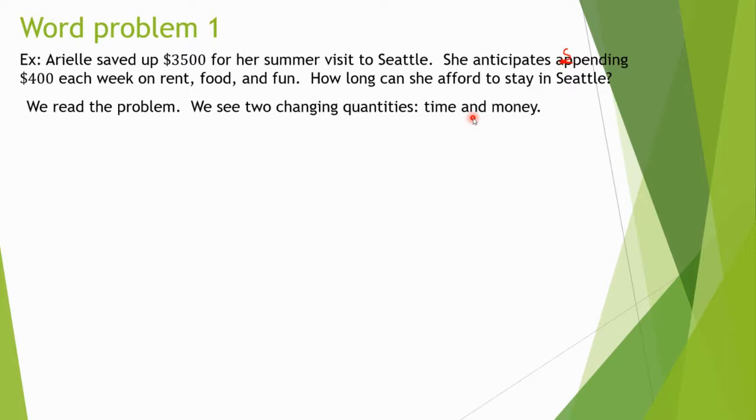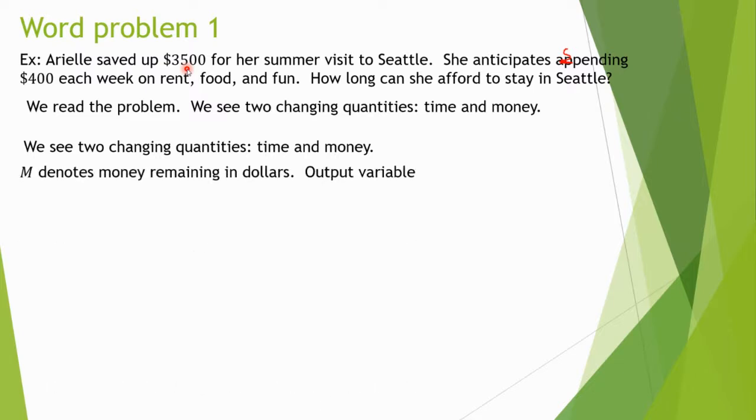But money is also changing, right? She's spending money. Every week we're given she's going to spend $400. So every week she's going to lose $400 from how much she saved. Okay, so because those are the changing quantities, those are our variables. I wrote that twice, I guess for emphasis. But what we're going to do is we're going to let M be how much money she has left over in dollars.